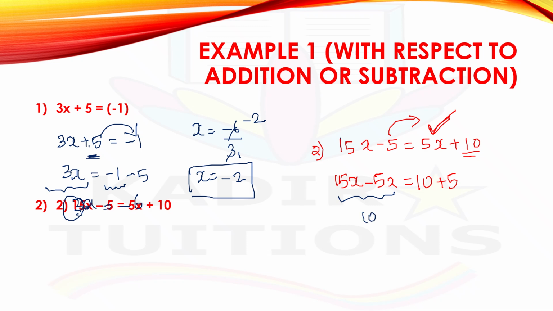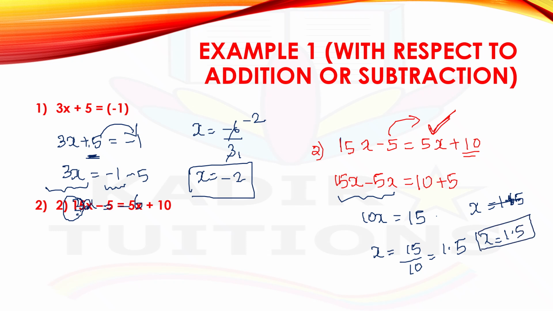So now find the sum of this 15x and minus 5x. So it's going to become 10x. And what is 10 plus 5? It's nothing but 15. So x equal to 15 by 10, which is nothing but 1.5. So what is the answer over here? x is equal to 1.5. Okay.